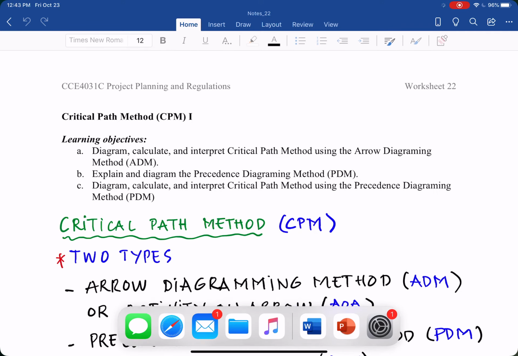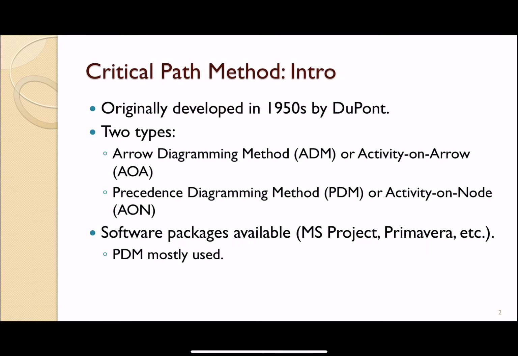Before we get into the detail with the slides for the critical path method, as you can see here, what is the critical path method? It was originally developed in the 1950s by DuPont, a chemical company. There are two types of method: the arrow diagramming method, ADM, or activity on arrow, AOA. The other method is the precedence diagramming method, PDM, or activity on node, AON.